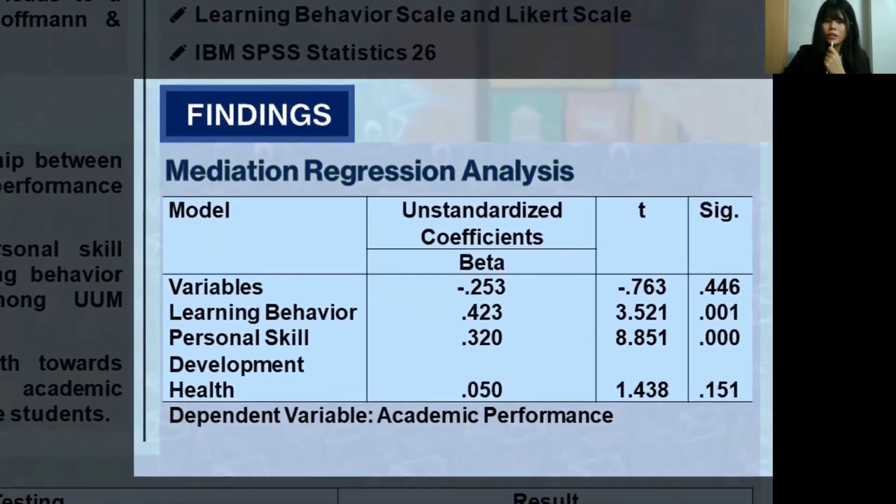And next is the research findings. The analysis method used in this finding is mediation regression analysis. From this table, in the significant value column, it is clearly shown that the learning behavior has a significant influence toward academic performance, due to the significant value being less than 0.05. And also, the personal skill development shows a significant influence toward academic performance, as the significant value is also less than 0.05. However, the health variable does not show a significant influence towards learning behavior and towards academic performance, as the significant value is greater than 0.05.